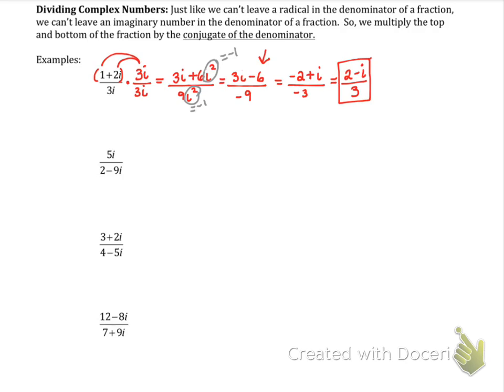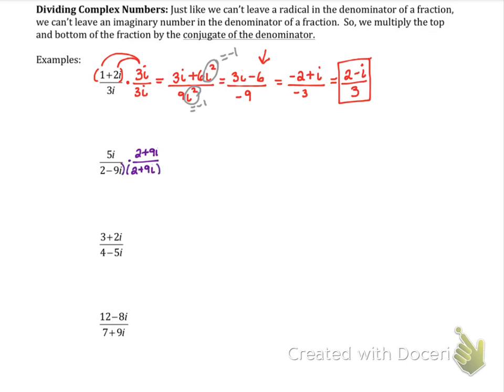Okay, so for the next one, we have a whole complex number with a real and imaginary part, unlike our first example. So this one might make a little bit more sense to you. Now, you have to multiply the top and the bottom by the complex conjugate of the denominator. I don't care what the top is. I'm allowed to have i's on the top. So I'm going to multiply it by 2 plus 9i over 2 plus 9i.